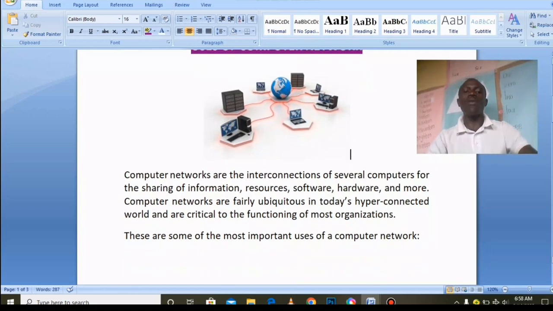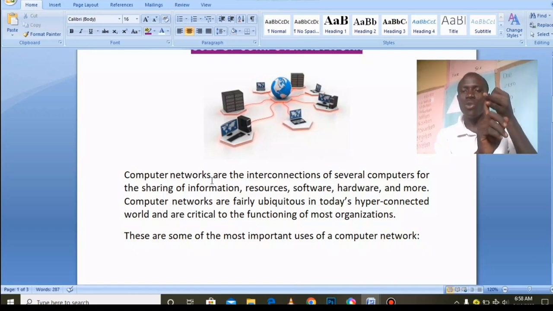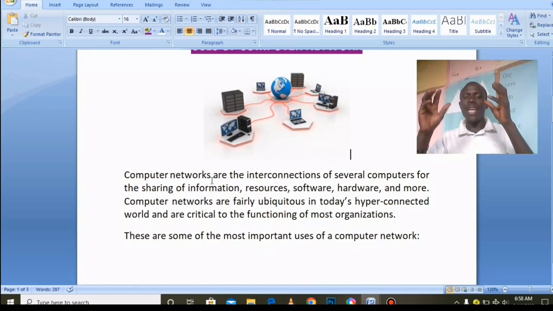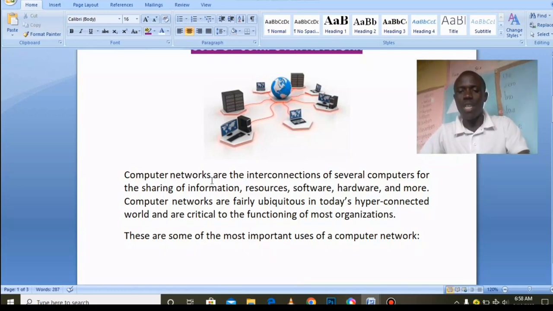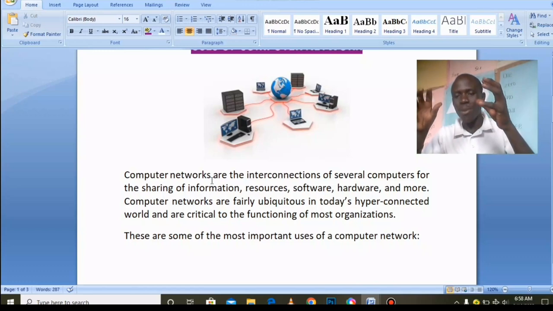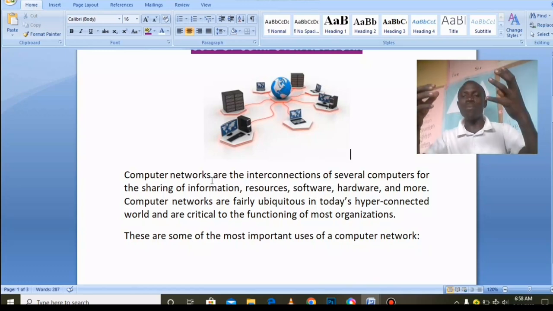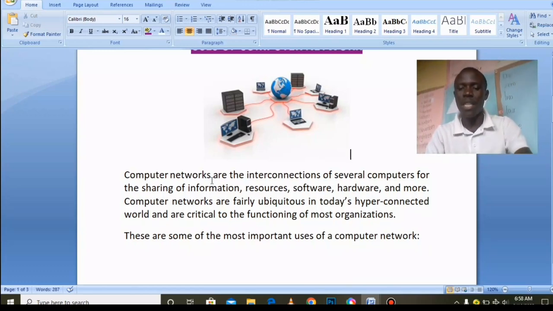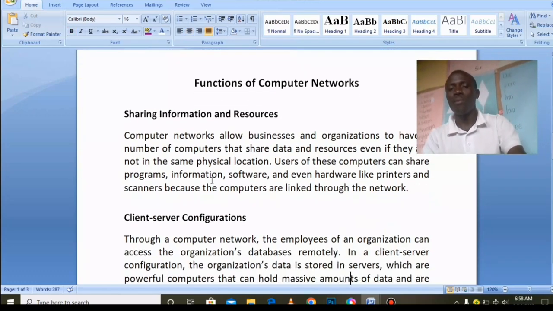So let's see. Computer networks are the interconnections of several computers for the sharing of information, resources, software, hardware, and more. Computer networks are fairly ubiquitous in today's hyperconnected world, and they are critical to the functioning of most organizations. They are some of the most important uses of computer networks. So from the simple introduction about computer networks, let's dive down and see what are these importances or the uses of computer networks. So functions of computer networks.